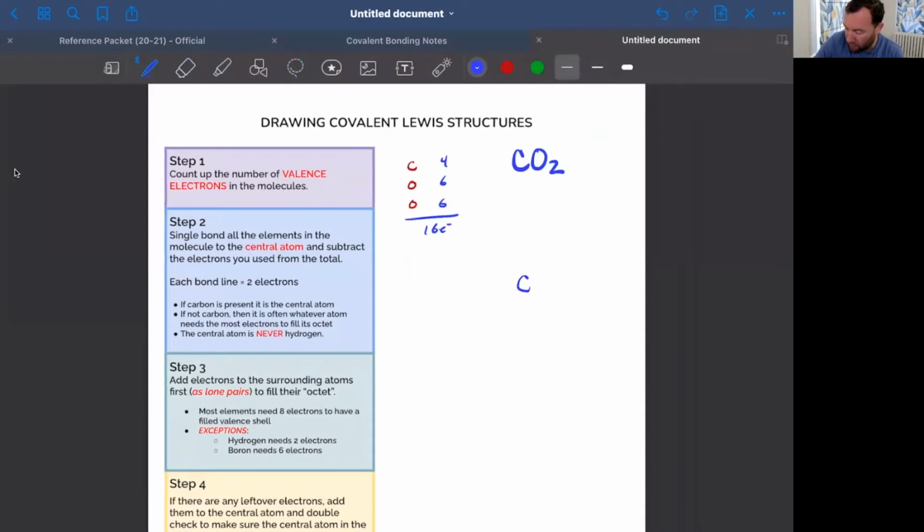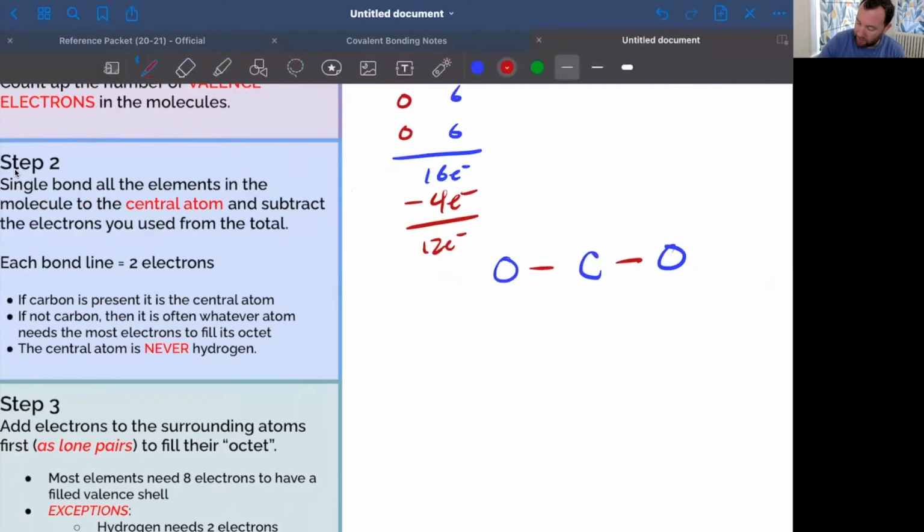So I'm going to start with a carbon single bonded to each of the oxygens. And I'm going to count my electrons. I use 4 electrons there. So that means I have 12 electrons remaining. I'm going to add those 12 electrons as lone pair electrons to the outside first. So 1, 2, 3, 4, 5, 6. I fill the octet of that oxygen. There's 8 there. And then I go 1, 2, 3, 4, 5, 6. I fill the octet of that oxygen. There's 8 there. But I've used all my electrons. That's 12 electrons I've used. So I have no more left.